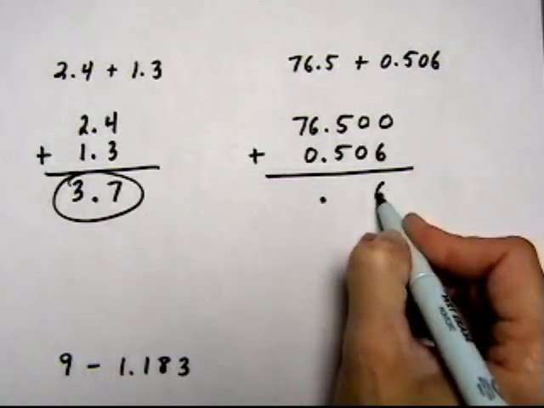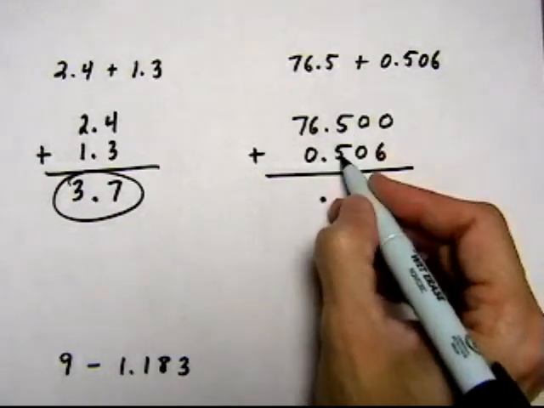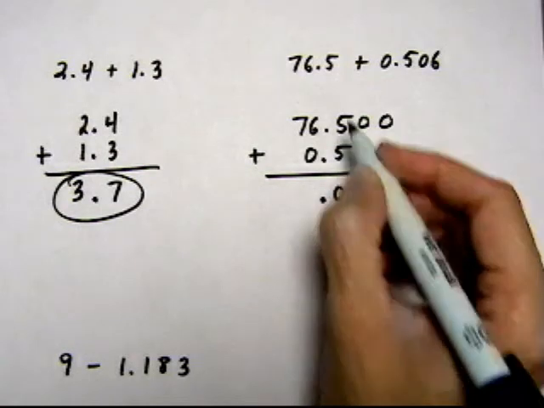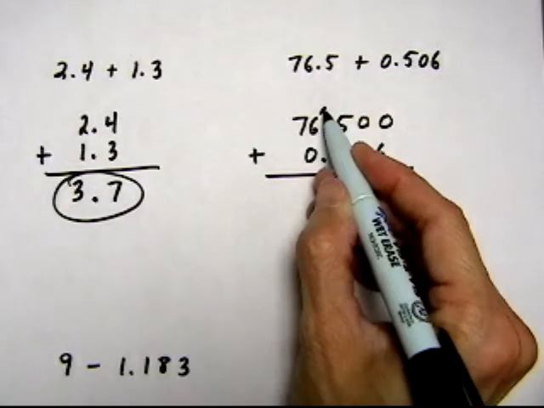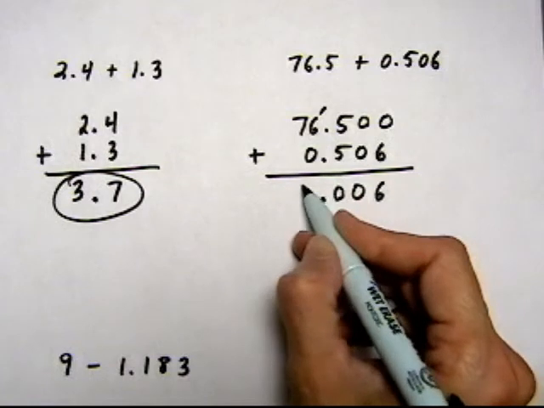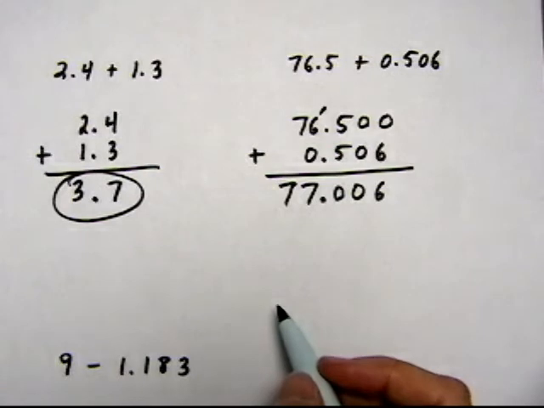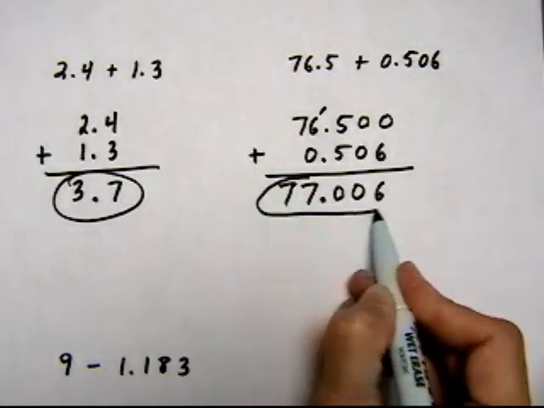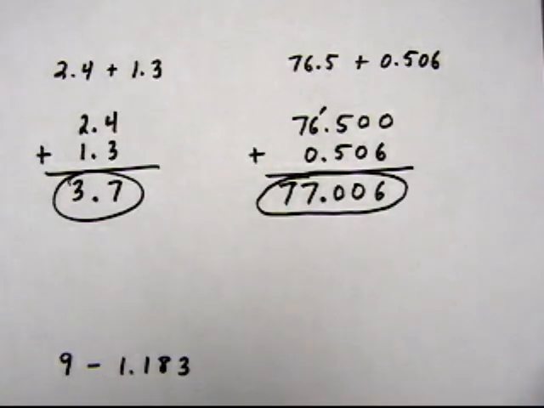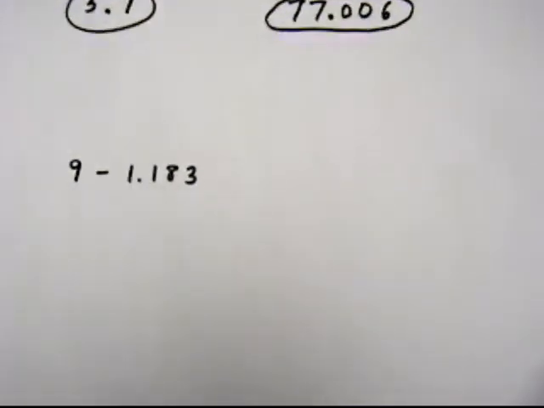0 plus 6 is 6, 0 plus 0 is 0, 5 plus 5 is 10, so put down the 0, carry the 1, 6 plus 1 is 7, plus 0 is still 7, and then 7 plus 0 is 7, and we get our answer, 77.006.